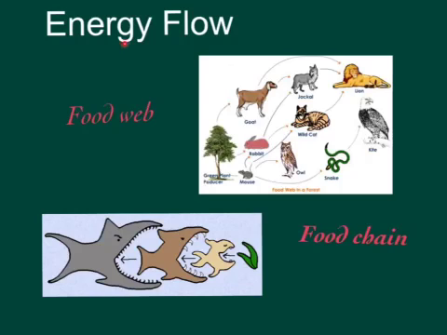Okay. Energy flows through communities, and here's a food web, and it describes the interaction between each organism. Food webs are usually messy because the arrows are pointing in many directions, and here's a food chain, and the arrows are more linear. They just go either to the right or the left.